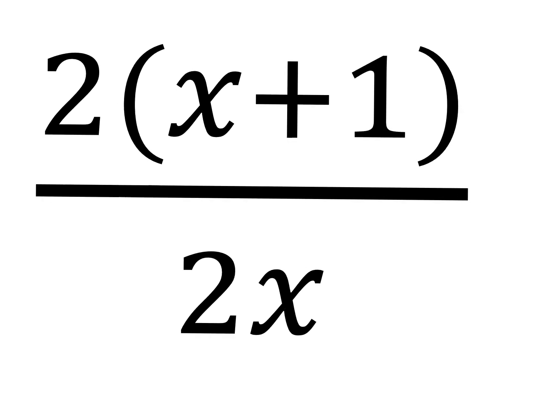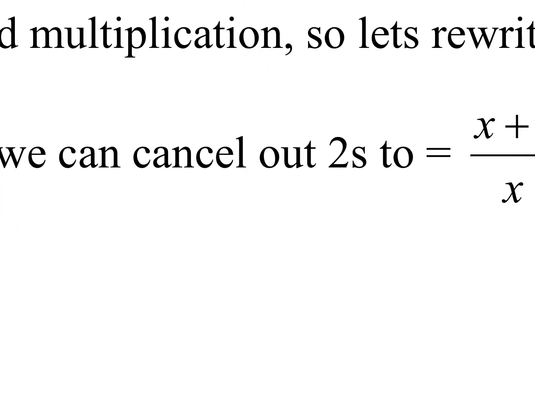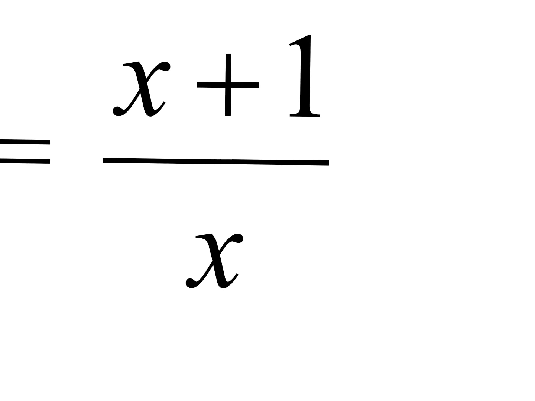I pulled out the 2, so now I really do have 2 times the binomial x plus 1, and on the bottom I have 2 times x. Because we have multiplication, we are able to cancel out the 2's, leaving us the answer x plus 1 over x. So over here, we could cancel out the 2's to give us this answer, x plus 1 over x.